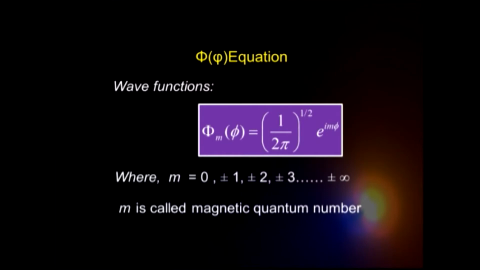We will come to that as well as we proceed further, because they are not the ones which we are familiar with. How are they different and why are they different? We will come to that. Now, when I solve the phi equation, I get a series of functions and a quantum number m.